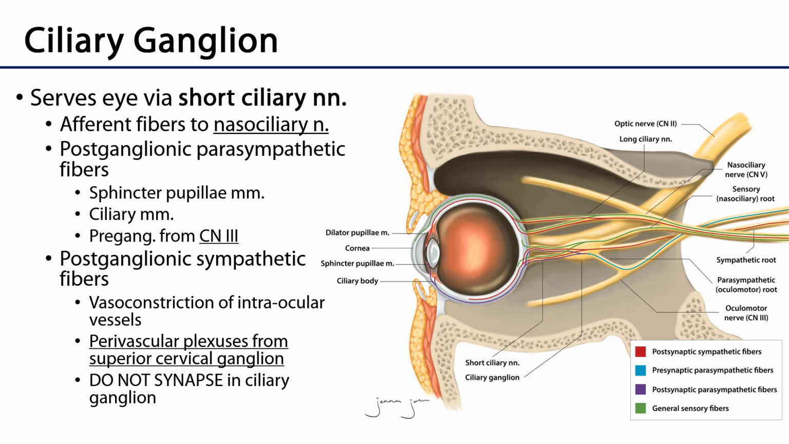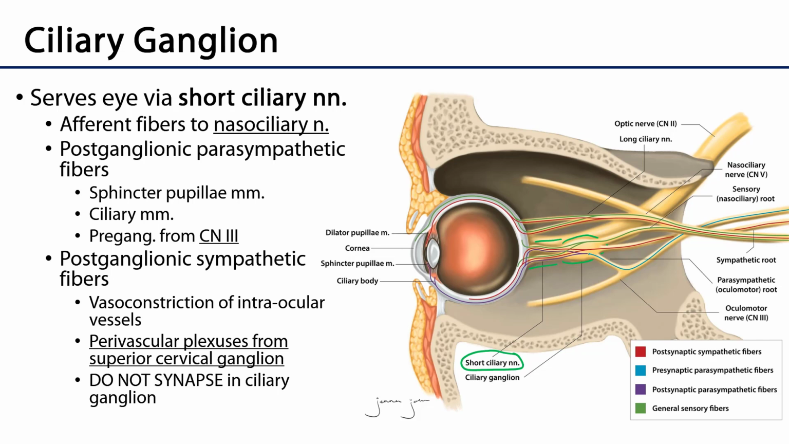So the ciliary ganglion, which I will highlight there on that illustration, is going to communicate with the eye via short ciliary nerves. So these short ciliary nerves are the only conduit between the ciliary ganglion and the eye. And there are three major conduits sort of passing through here. And some of them will synapse and some of them will not synapse. So let's start with what we've discussed previously.